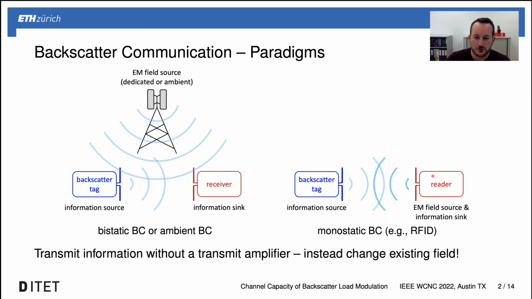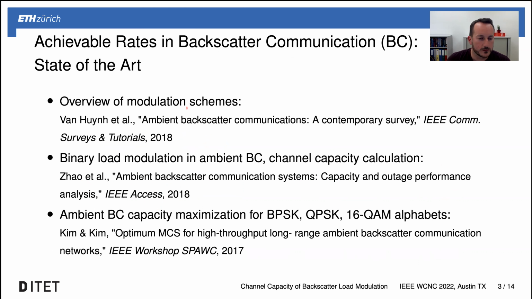So what is the state of the art of backscatter communication in terms of achievable rates? A good start, if you're interested in this topic, is this survey paper. And these papers look at the channel capacity that you get with a specific modulation scheme and a specific symbol detection scheme of thresholding. Here they have binary load modulation, and the same here with BPSK, QPSK, or 16-QAM alphabets.